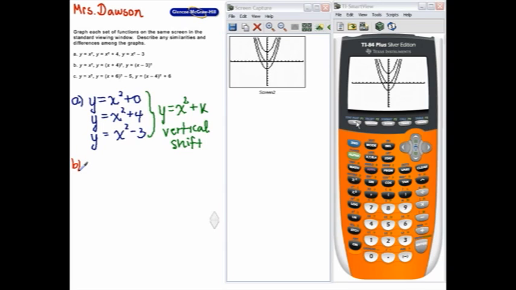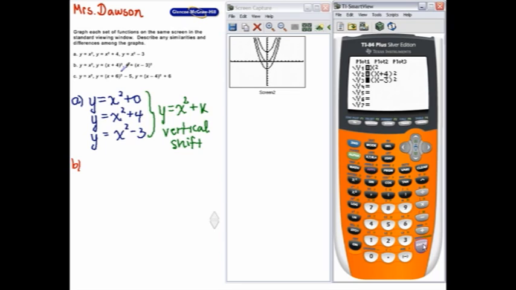For part B, once again, we'll begin with y equals x squared. However, the second one will be the quantity of x plus 4 squared. So we'll just clear this one out. Parentheses x plus 4 squared. And then the third one is the quantity of x minus 3 squared. One feature we can use with the 84 is to turn off and on a function.